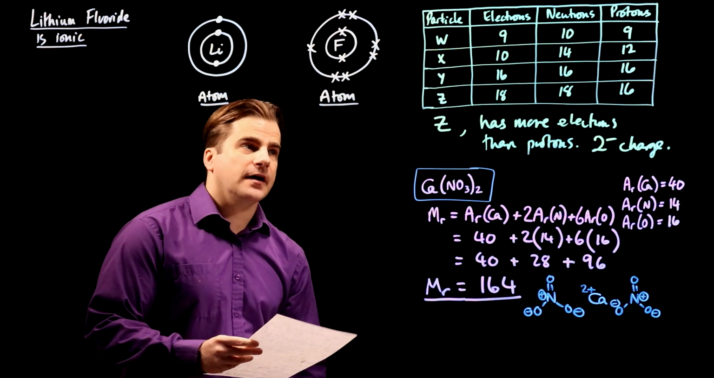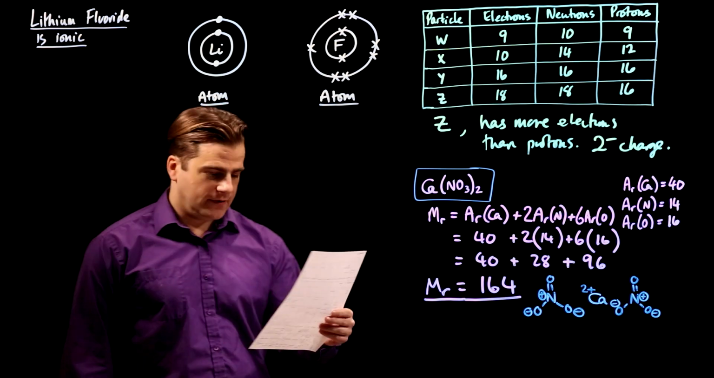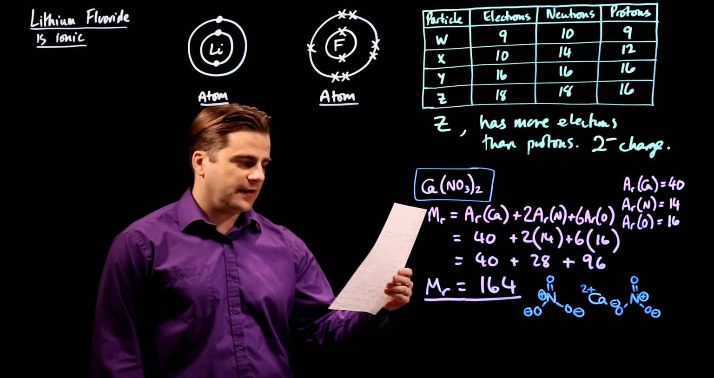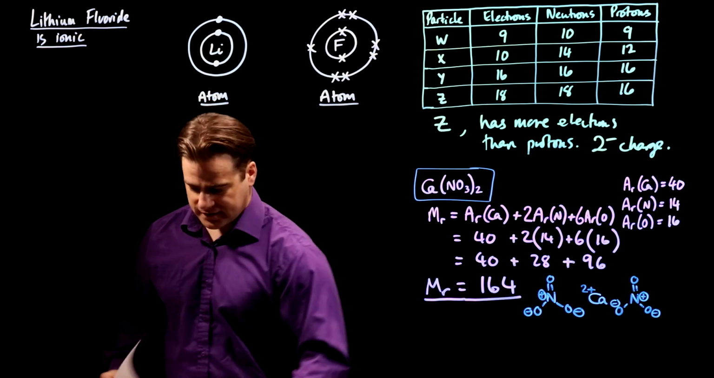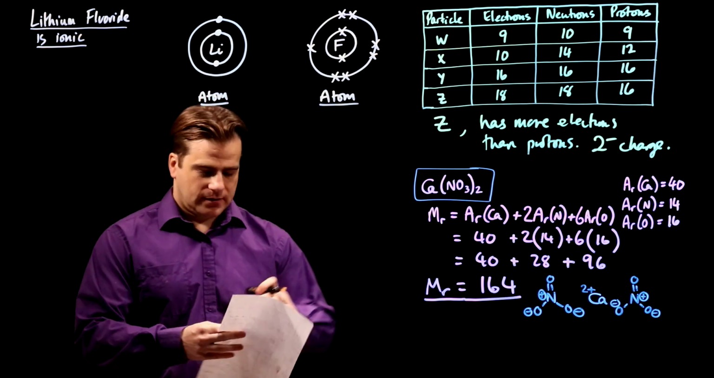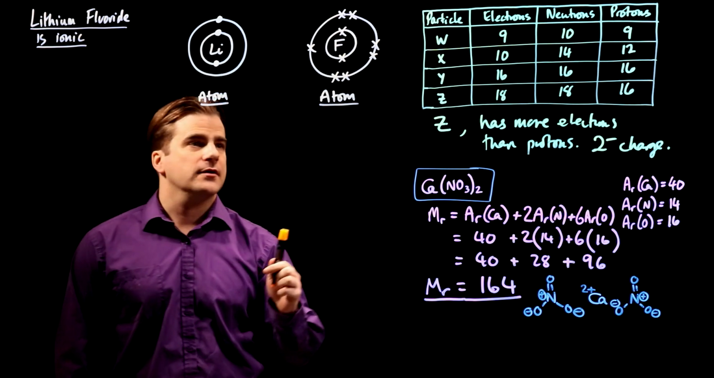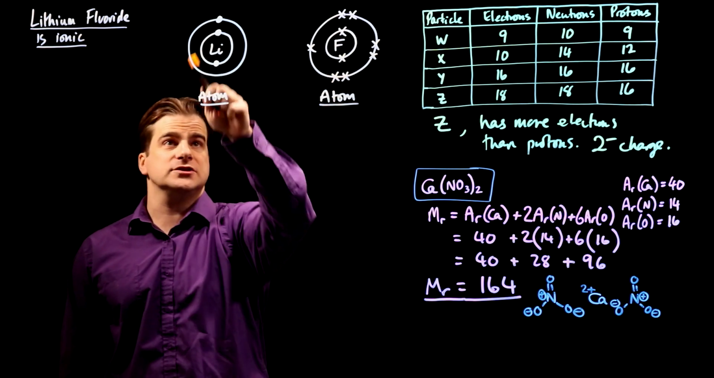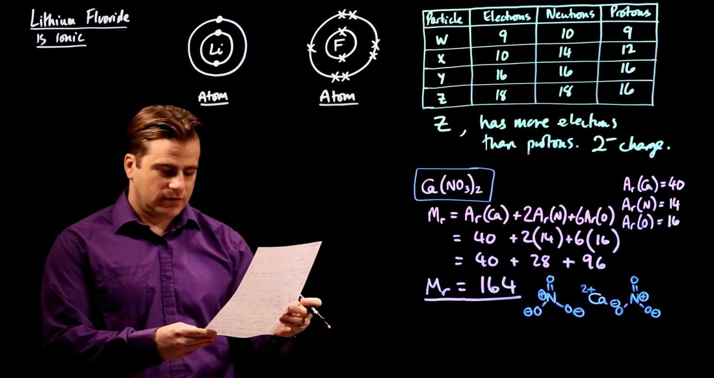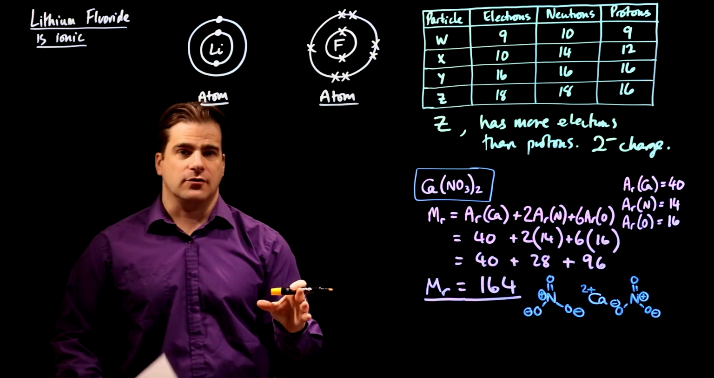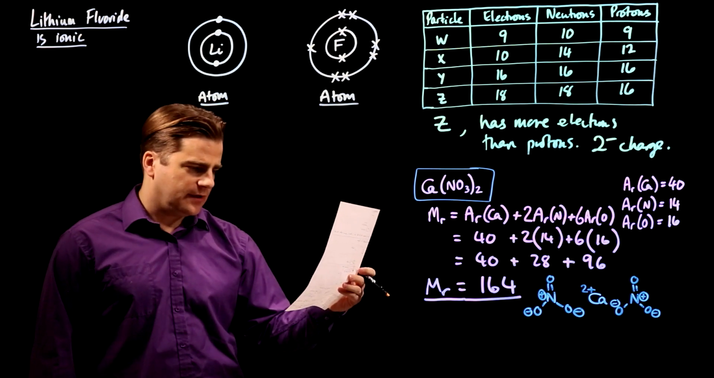All right. So, we're now on to lithium fluoride. And they tell you it's ionic. Yes, it is. Now, the first thing they show us is 2 atoms: 1 atom of lithium and 1 atom of fluorine, and they show you the electronic structure. And we have to draw the atomic structure of lithium fluoride. I think that's it for the whole question.